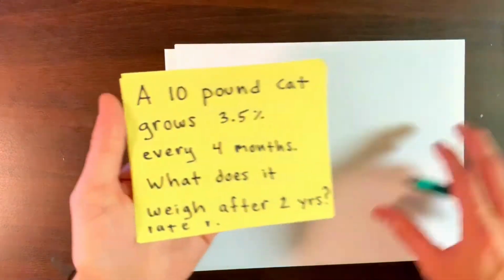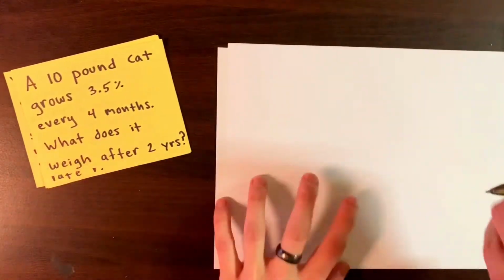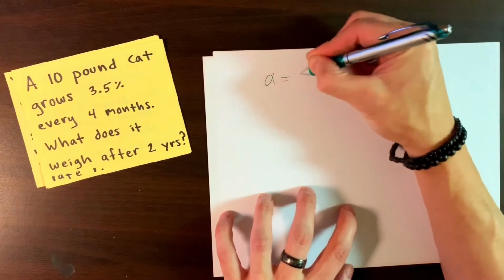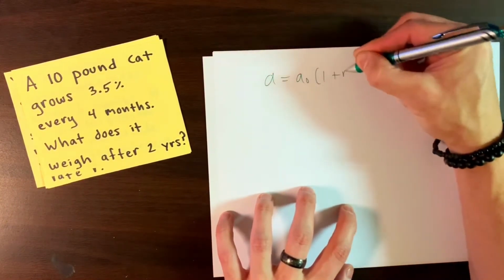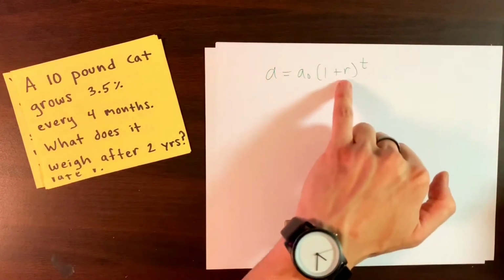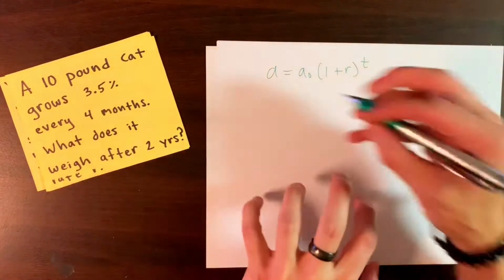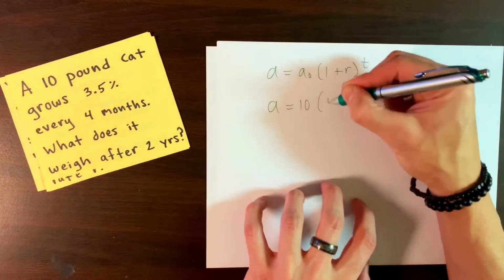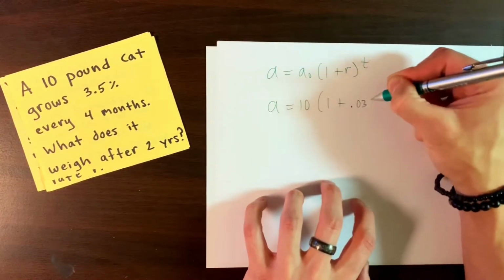So here we have a growth model. So we know that we have something that looks like this. The initial amount is 10. The interest rate or the rate of growth is 3.5. So we have something like this.